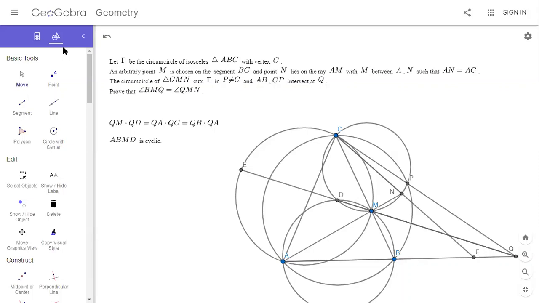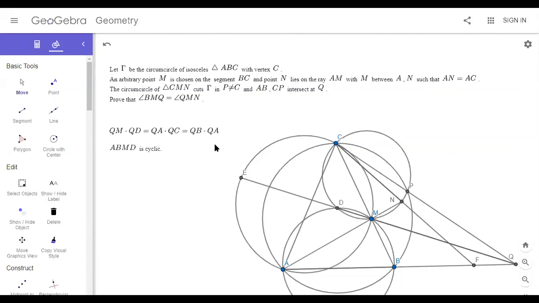Is CNAB cyclic? I don't think so, because N doesn't lie on the circumcircle of ABC. We can say D prime is the in-center of AMC, and then with an angle chase we get A, D, and B are concyclic. So I think that should do it.